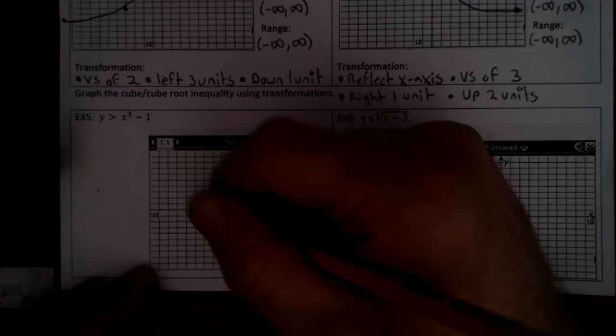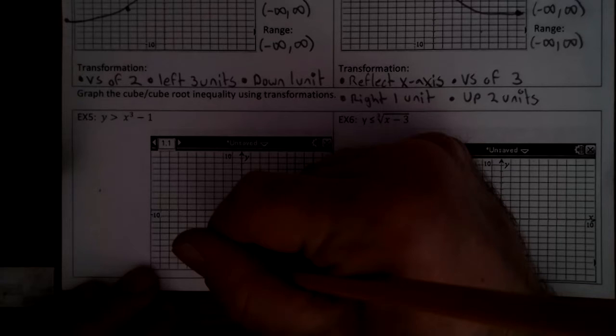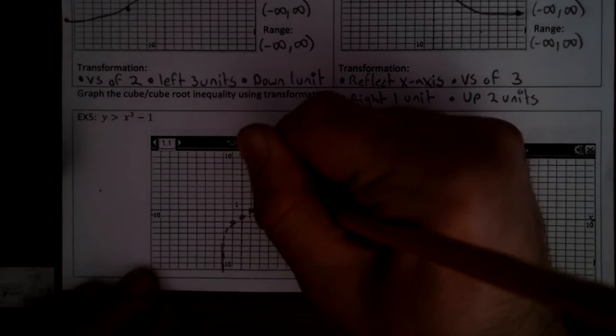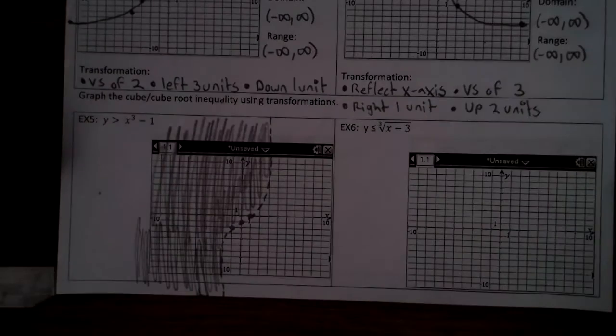So now, almost made a mistake. This is a dashed line. So I'm going to make this a dashed line. And you know it's going to curve like that. Okay. And we see the shading from the calculator. Okay, so there's example 5. Let's take a look at example 6.